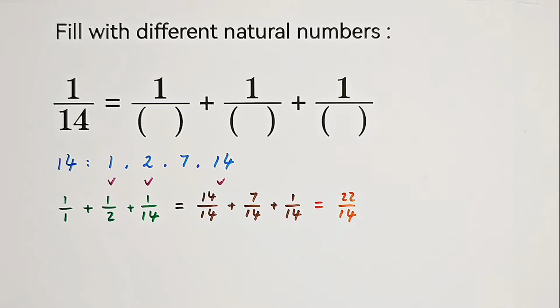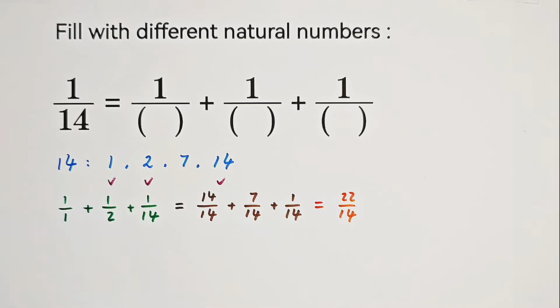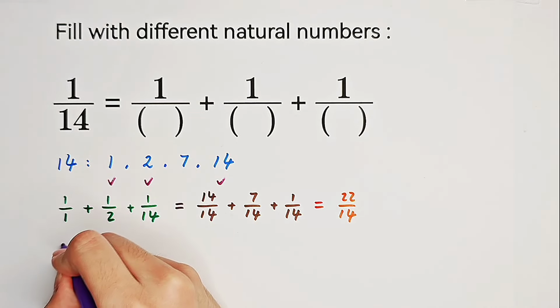So now we see the sum of these three fractions is 22 over 14, not 1 over 14. So what shall we do? Unfortunately, I have a very good method. If we multiply both sides by 1 over 22, then the right-hand side will be 1 over 14. And the left-hand side will be a little bit more complicated, but we will get our answer. Just have a look.